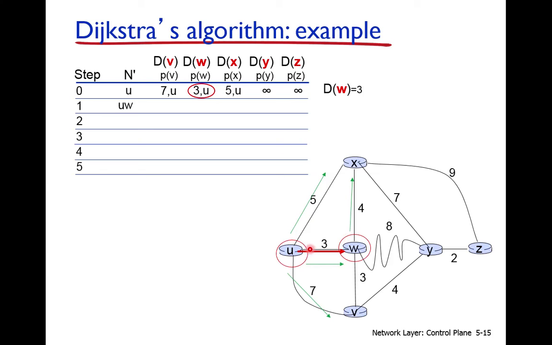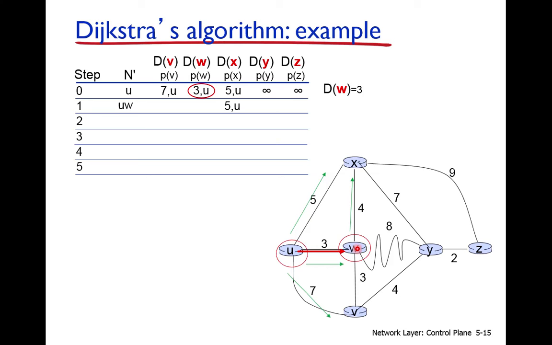When this new link is explored, its cost from U to X is 3 plus 4, which is 7, and the existing cost is 5. So we will maintain the lowest cost, and this cost will not be changed. It means that this link is not on the shortest path, so we keep the previous one; the present value is already the shortest. Now we are going to explore another neighbor of W.